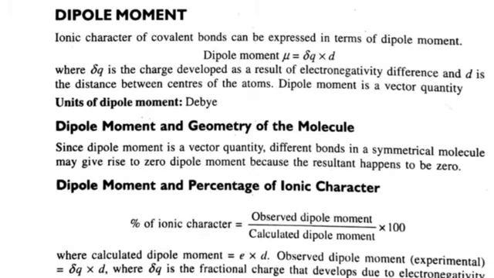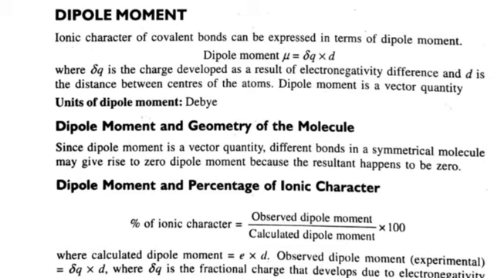Now let's discuss the dipole moment. The ionic character of a covalent bond can be expressed in terms of dipole moment. Dipole moment mu is equal to q into d, where q is the charge, with a value of 1.6 into 10 to the power minus 19, and d is the distance between the two atoms. Here delta q is the charge developed as a result of electronegativity difference, and d is the distance between the centers of the atoms. Dipole moment is a vector quantity.